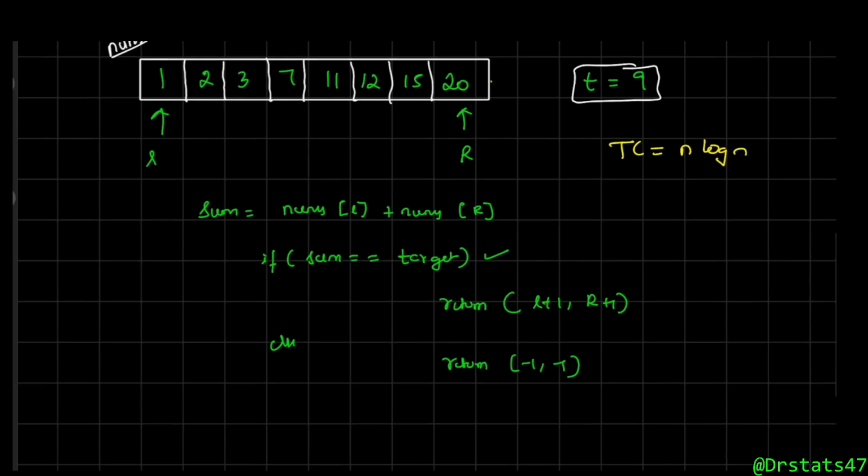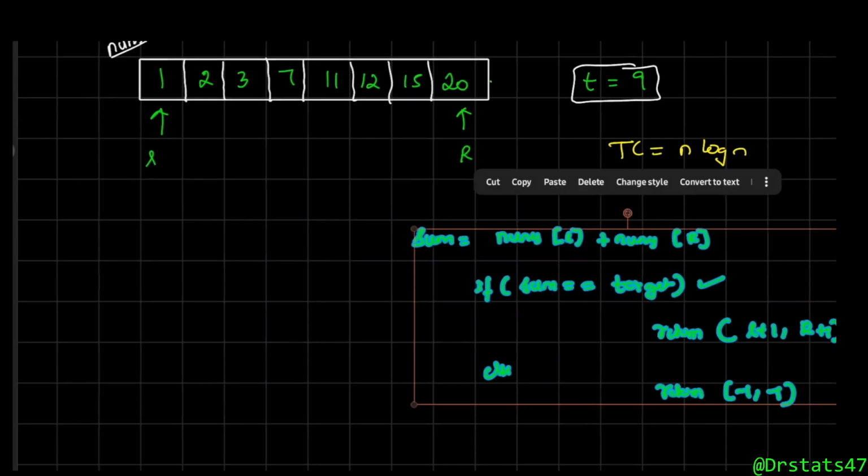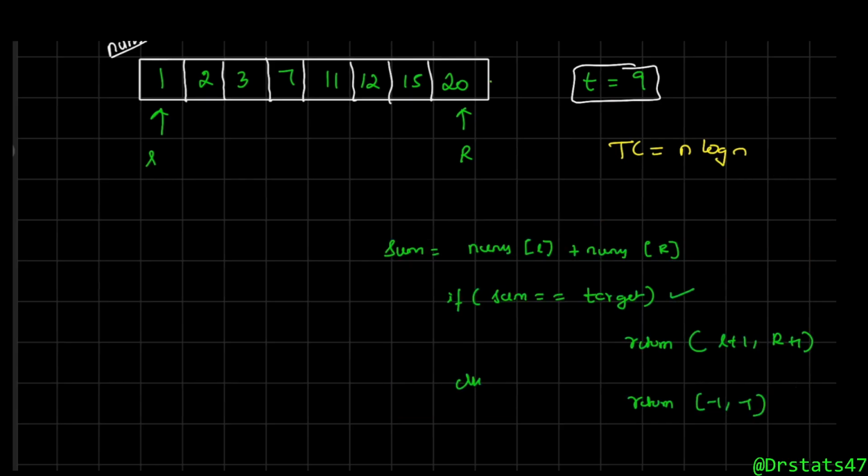Now let us discuss how we apply this to our solution. This is left and right. 1 plus 20 is equal to 21. 21 is not equal to 9.